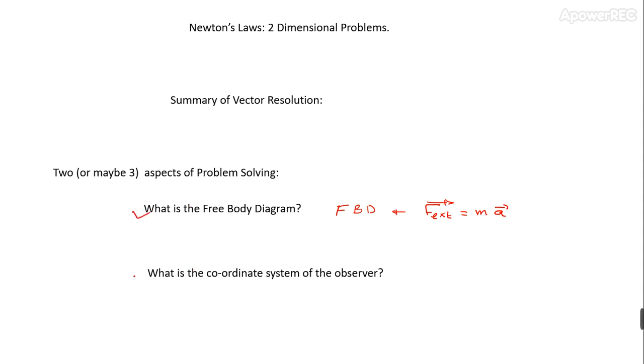Now this is the interesting second part of the problem, which is, what is the coordinate system of the observer? Now this doesn't a priori strike you as an important aspect of problem solving, but it is going to be often very key. The choice of the coordinate system is going to be key to the solution of the problem.